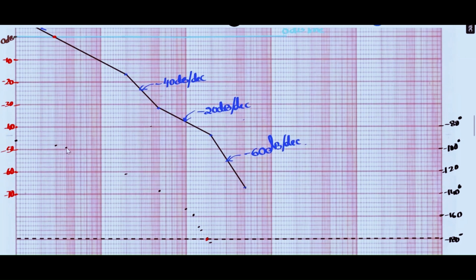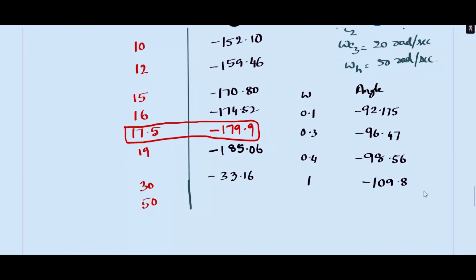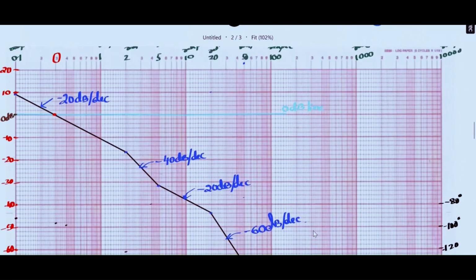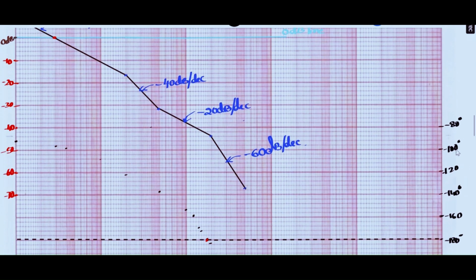Then I took 1 radian per second, and I got minus 109.8. So 109.8 is minus 100, minus 104, minus 108, so the second line. This is the point for 1 radian per second. I got somewhere around 109 point something. Anyway, now I'll join these points to make the phase plot.